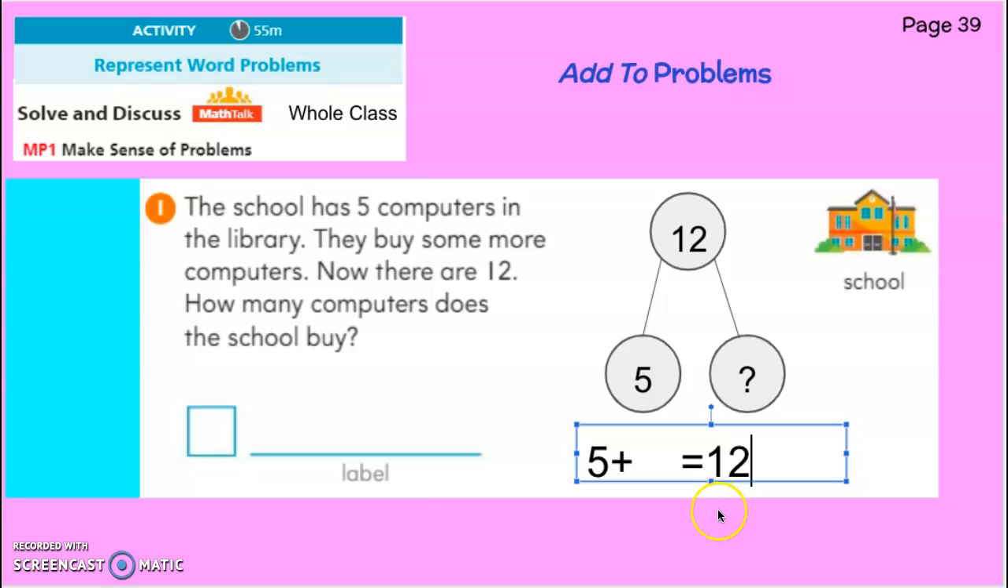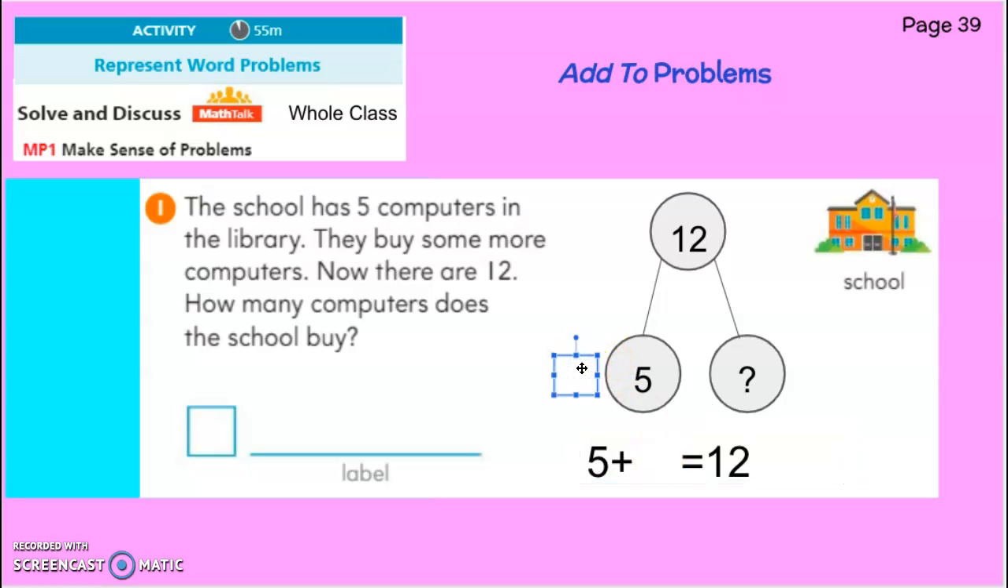Now I need to answer it. And to answer it, I might need to draw some more. I might use my facts. I might count on. So you can solve it any way you can. And if you can show it on your paper, that's very helpful so we can see your thinking. And then how many computers does the school buy?